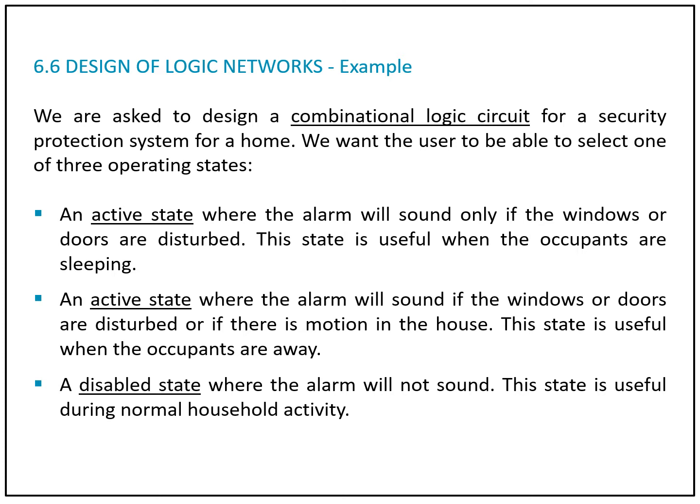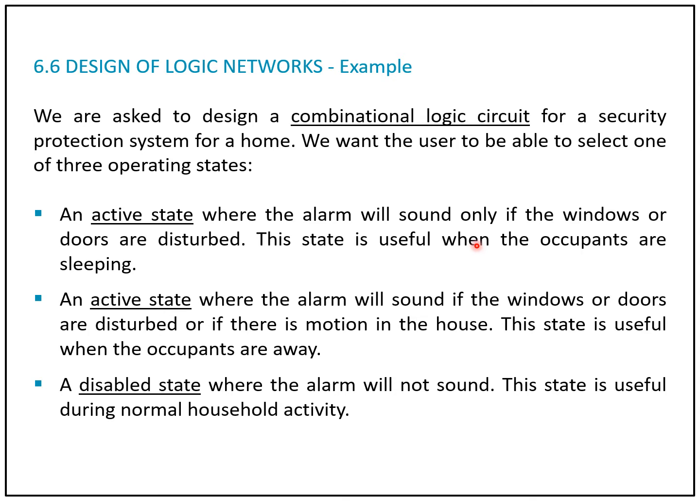We want the user to be able to select one of three operation states. So he will give an input for activating a state which would be applicable whenever the occupants are sleeping. So when the occupants are sleeping, if one of the windows or the doors was opened, the alarm should turn on. So this is the first active state that the user can select. And here we are assuming that the windows and doors have sensors that can detect if they were opened.